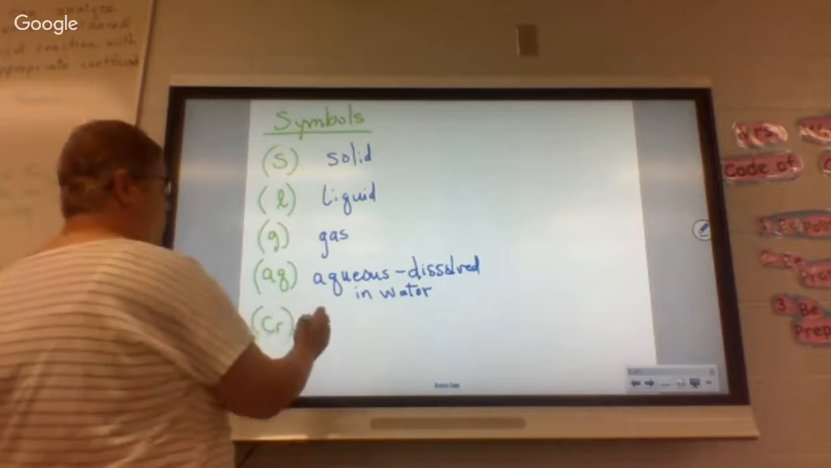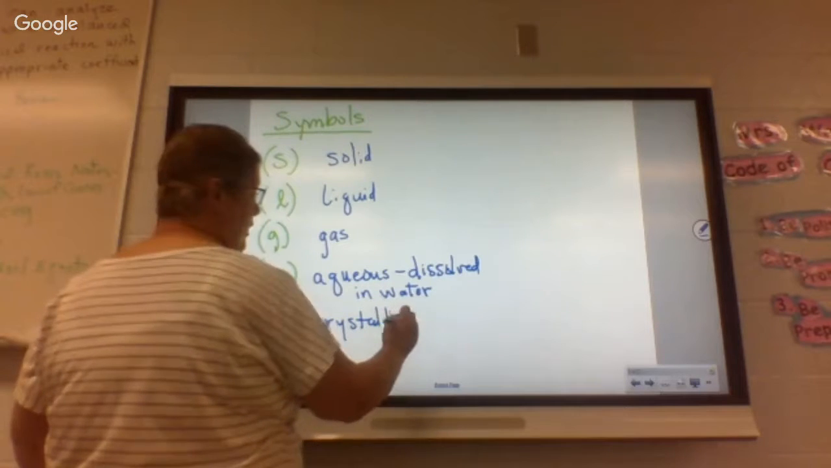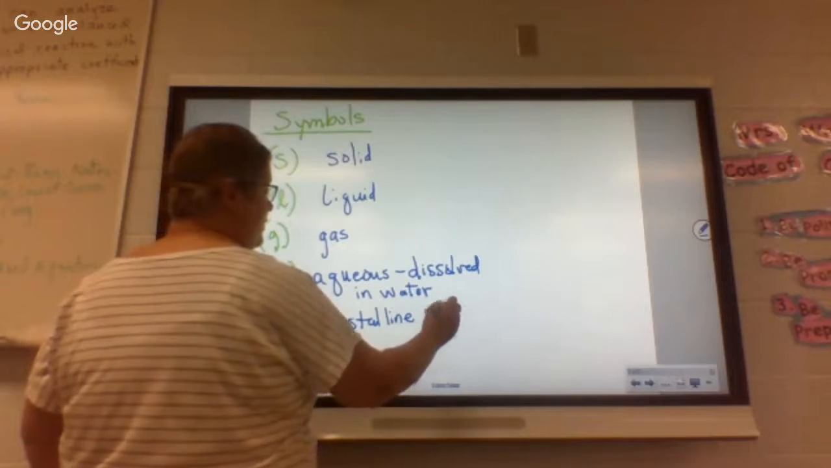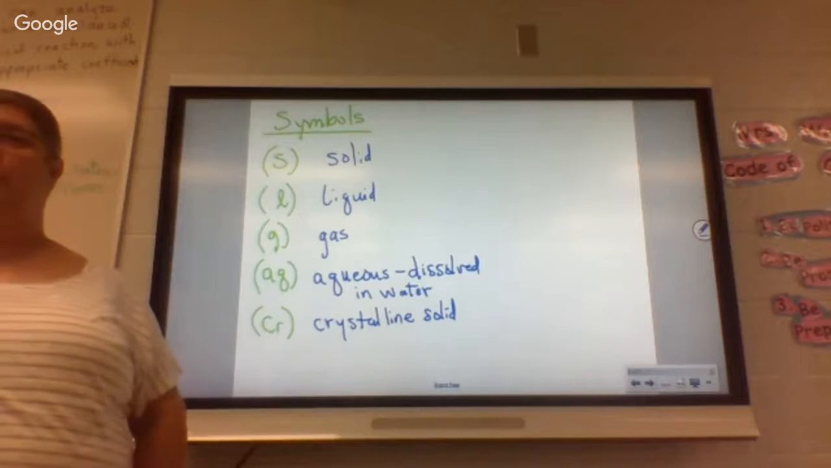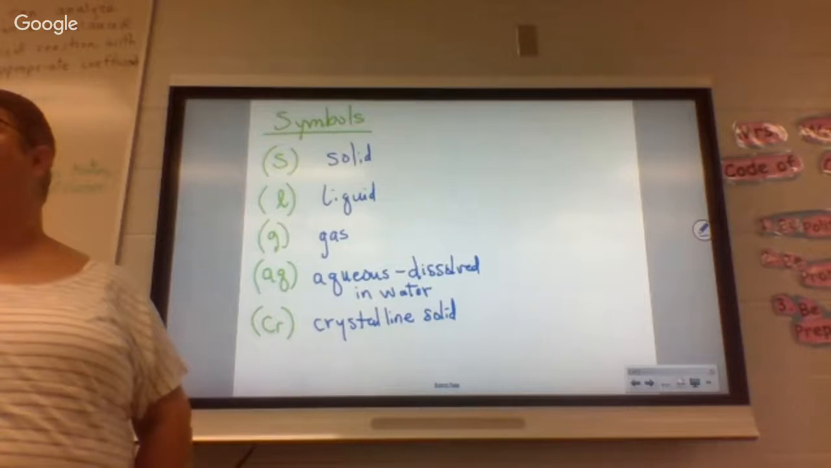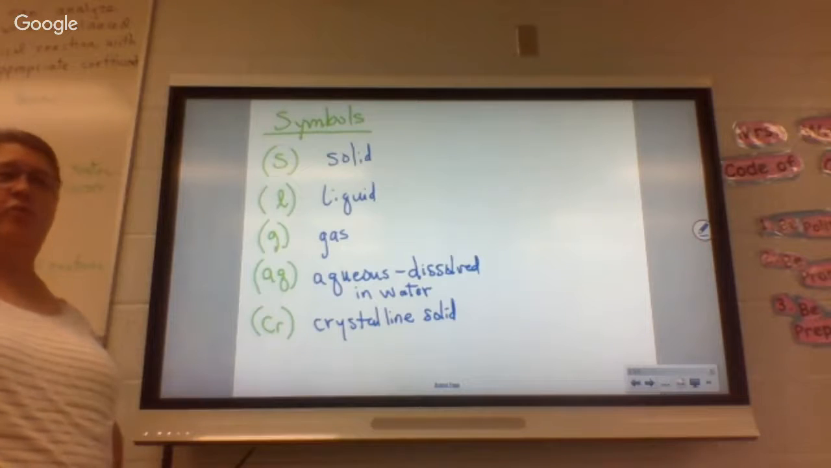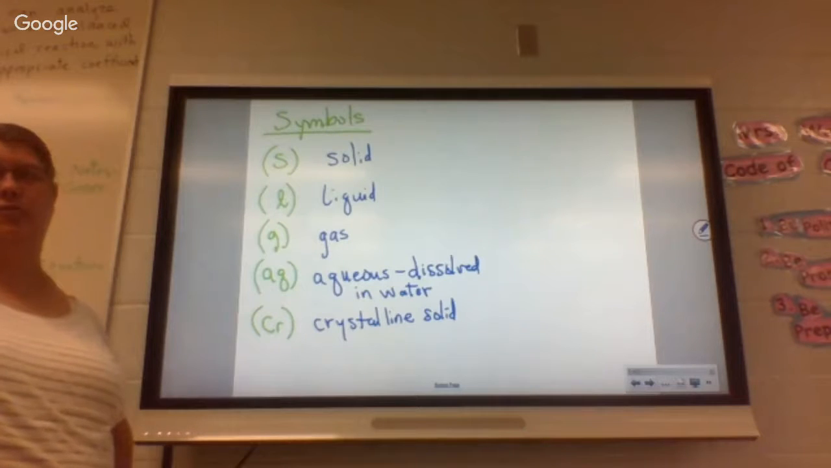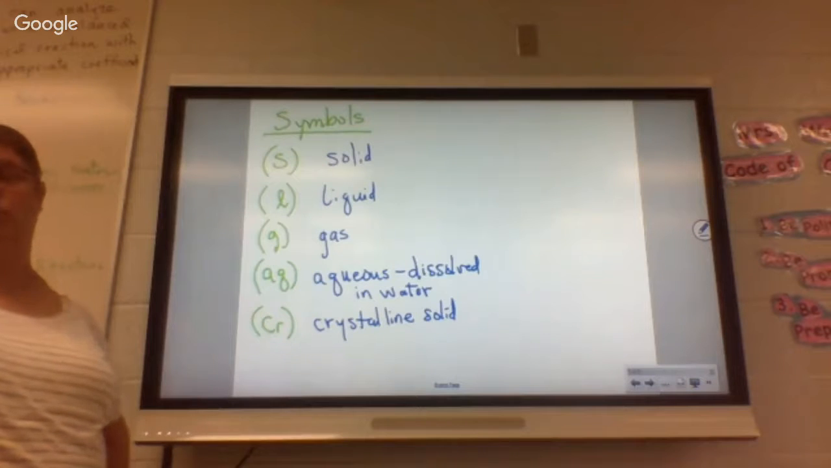CR stands for crystalline. It stands for a crystalline solid, so it's a sugar, salt, something that would be an actual crystal. It's not going to be an amorphous solid. We'll talk about the differences between crystalline and amorphous probably about week 13. But some examples that you might remember are salt or sugar.